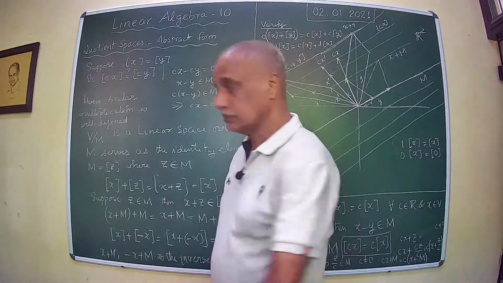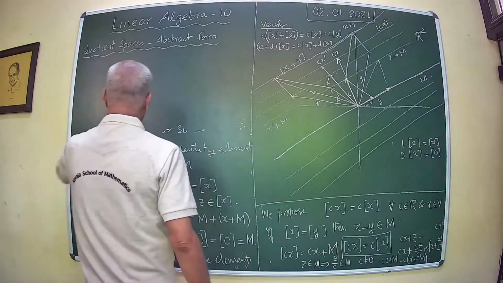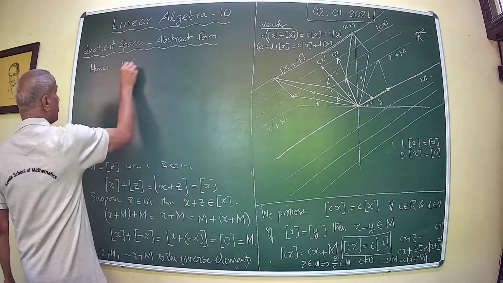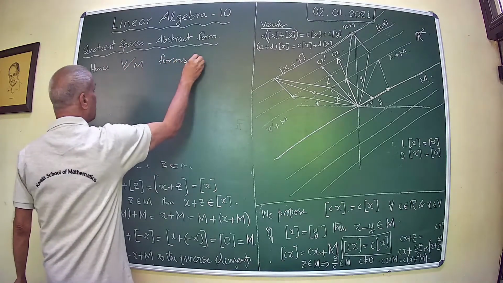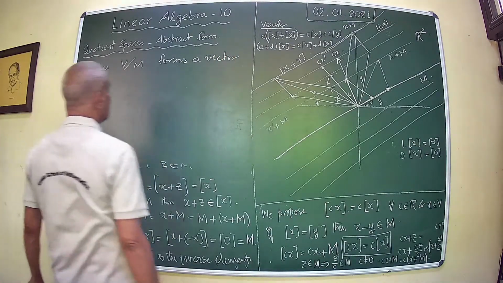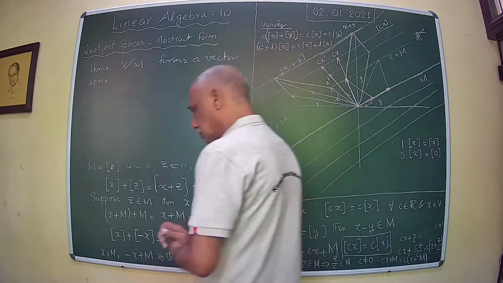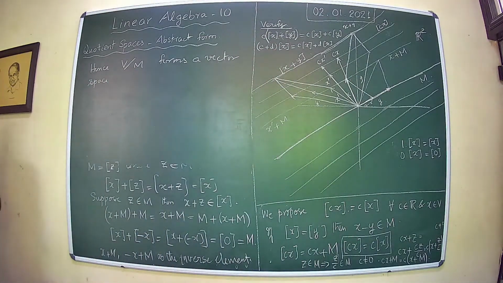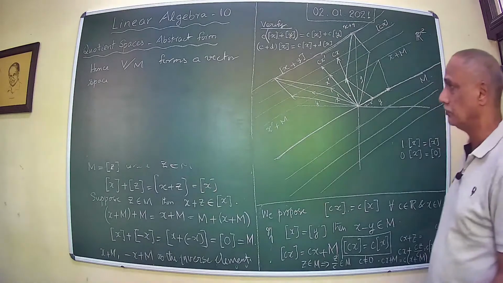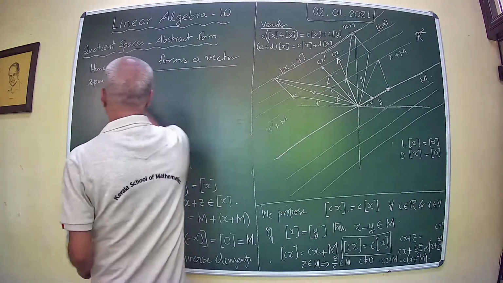Hence, it's a vector space. It's a vector space which has been generated from vectors in V and the subspace M. So this is called the quotient space.